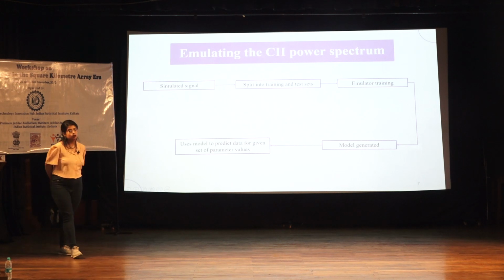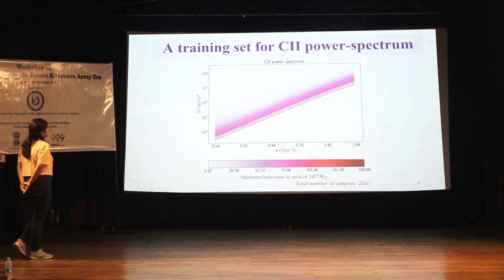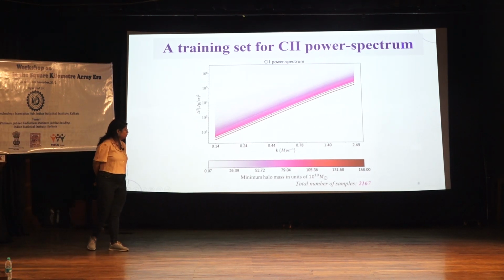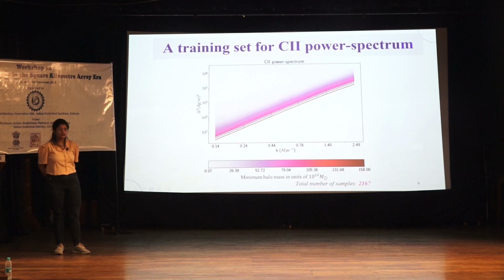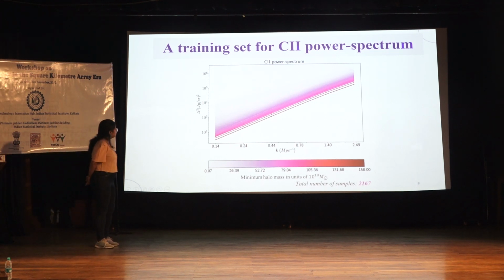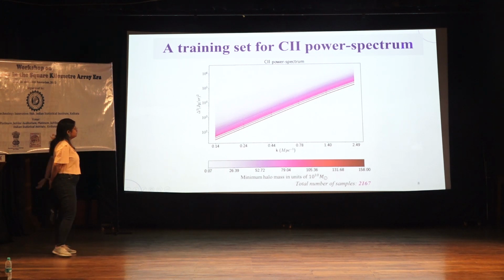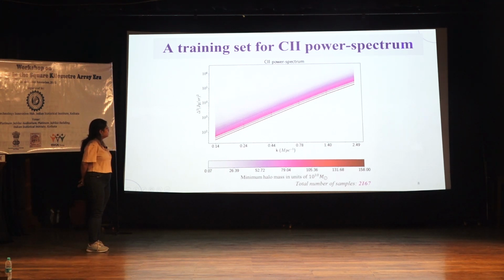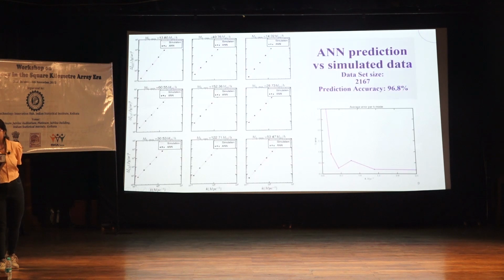So this is for the C2 power spectrum, which is what we picked up first. This is what the training set looks like. This has 2,167 samples, so there are 2,167 individual power spectra. What is happening here is that we are changing the minimum halo mass from one power spectrum to the next. So for every line that you see, there is a different minimum halo mass. And that is how we have generated this data set, and this is what will be split into two sections: one is training and one is testing set, and that will be used for training the emulator.